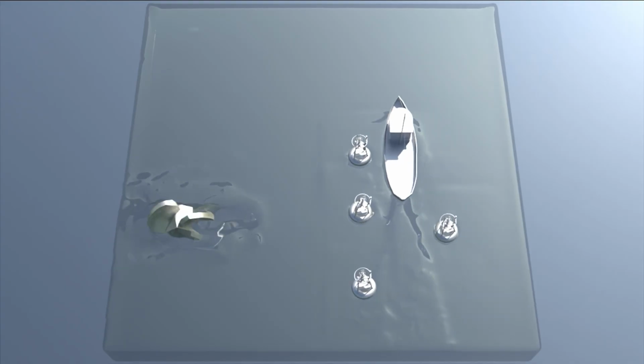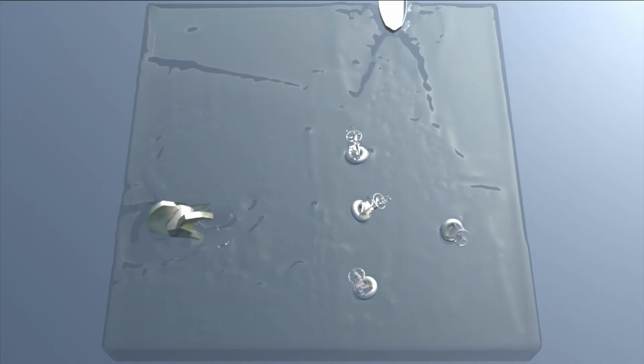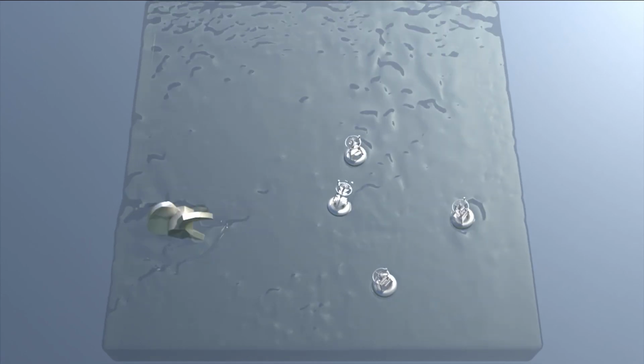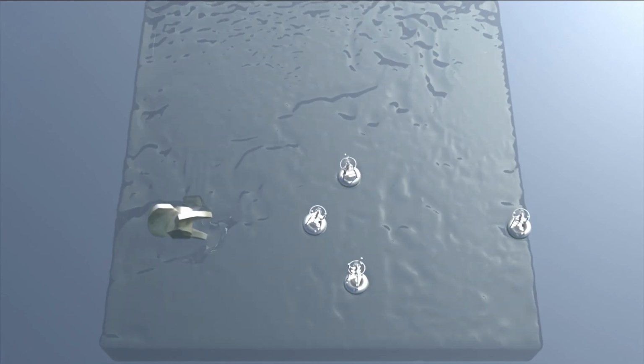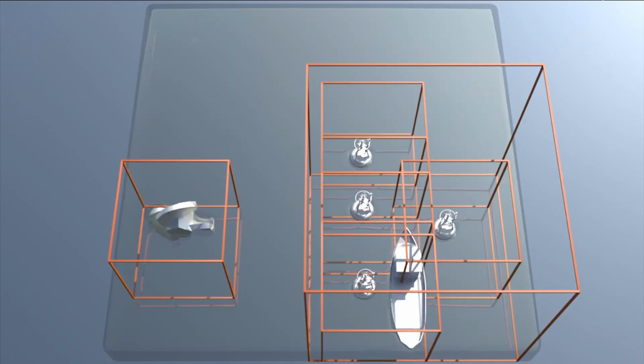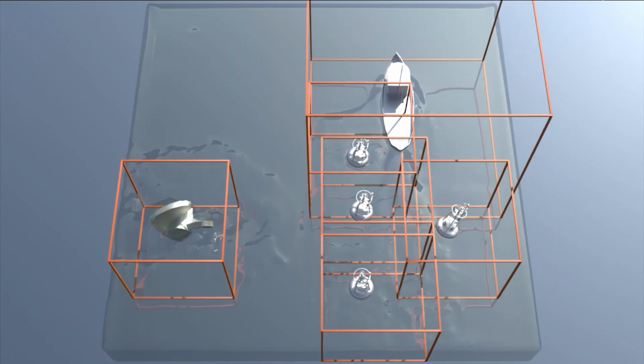In this example, a boat moves through a channel of buoys, while a propeller situated further away churns in the water. The buoys experience the effects of both the boat wake and the larger scale effects caused by the propeller.